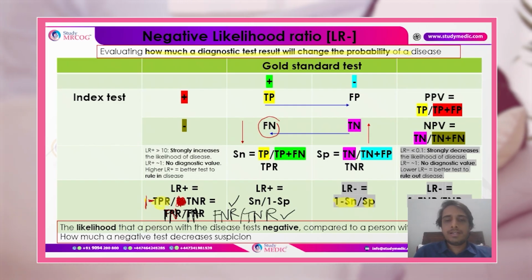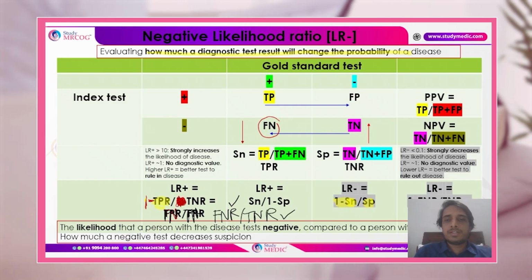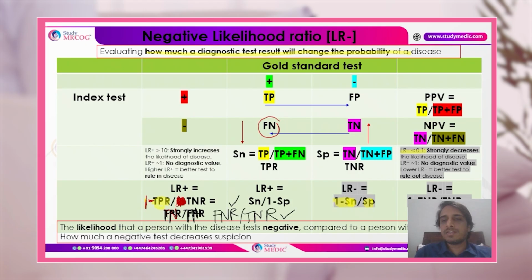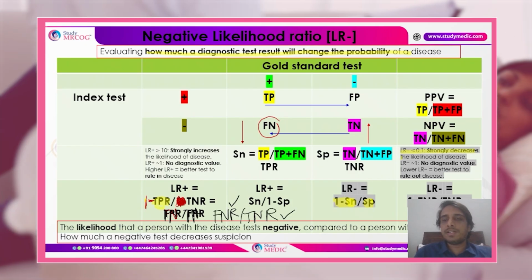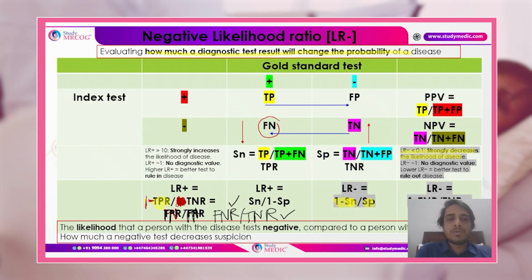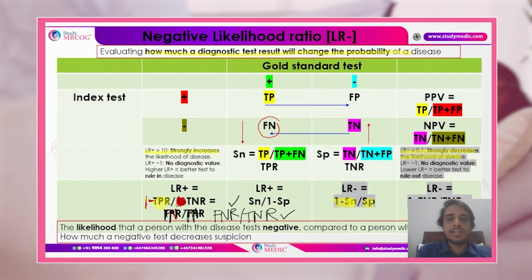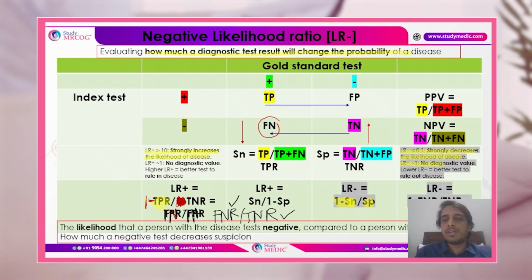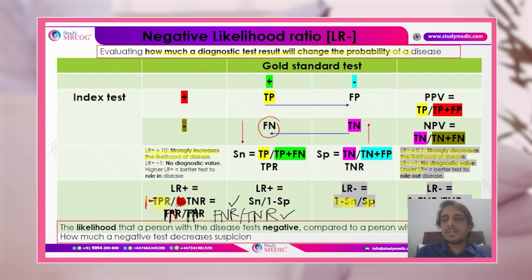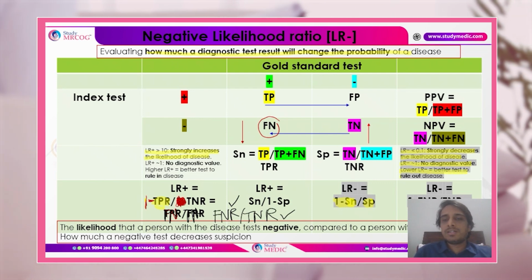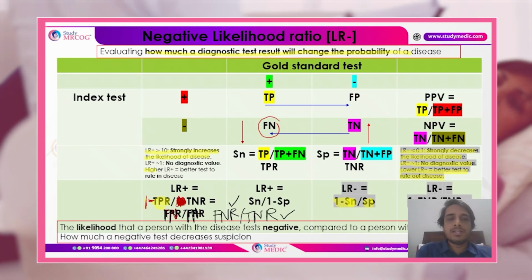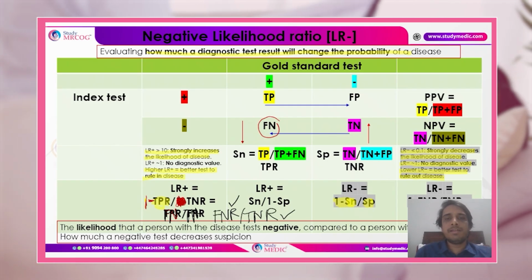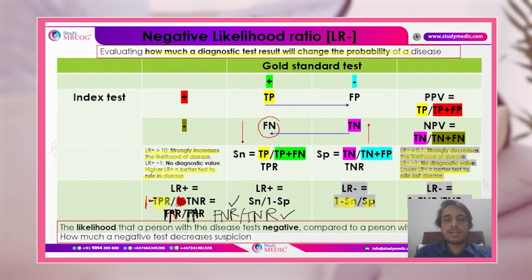Now the negative likelihood ratio is said to be of very good value, diagnostically accurate, if it is less than 0.1. It strongly decreases the likelihood of the disease. Whereas you can see that if the positive likelihood ratio is more than 10, it strongly increases the likelihood of the disease. And similarly, if the likelihood ratio is near 1, there is no diagnostic value. The lower the negative likelihood ratio, the better the test is to rule out the disease, whereas the higher the positive likelihood ratio, the better the test is to rule in the disease. This is the difference between positive and negative likelihood ratios.